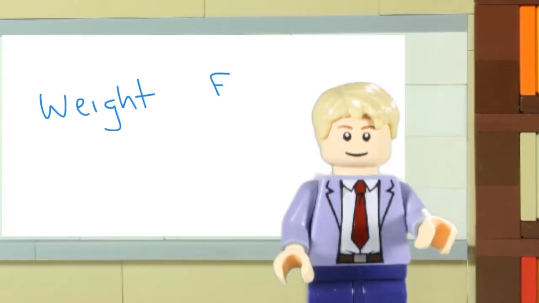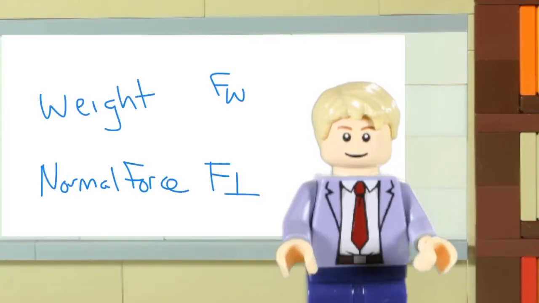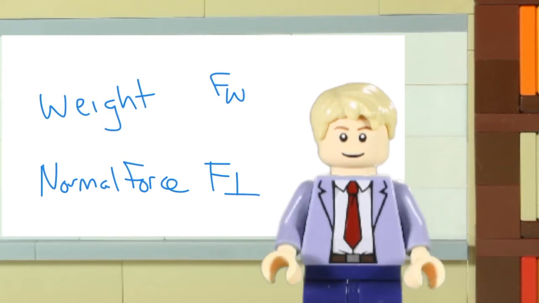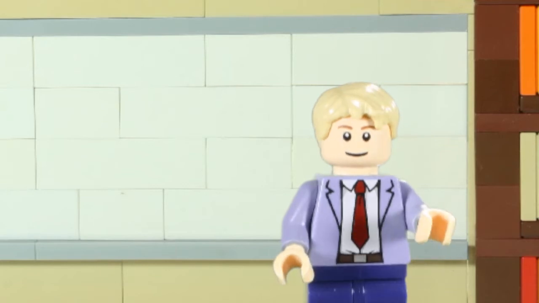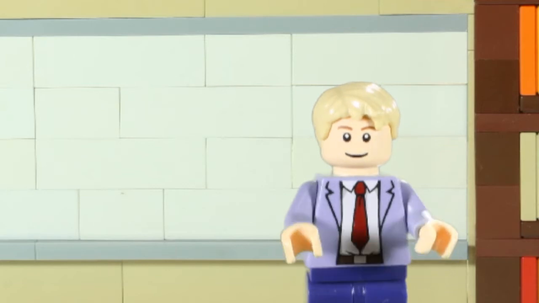In reading 1.1, we mentioned two specific flavors of forces, weight and normal force. In our last lab, we derived an equation for the weight of an object, Fw equals gm, where g is the local value for the gravitational field strength. Now we are going to come up with an equation for the normal force.